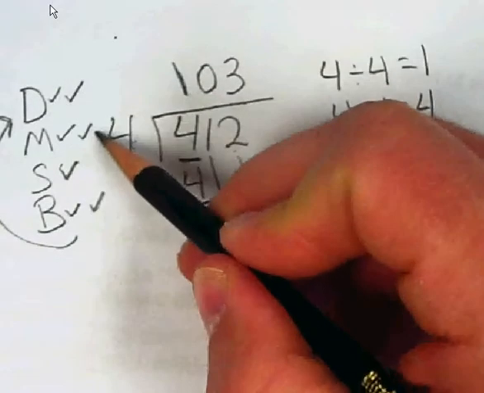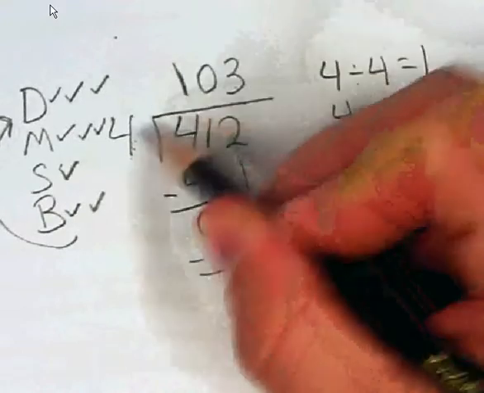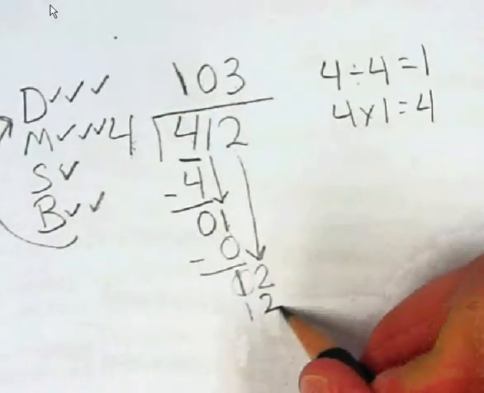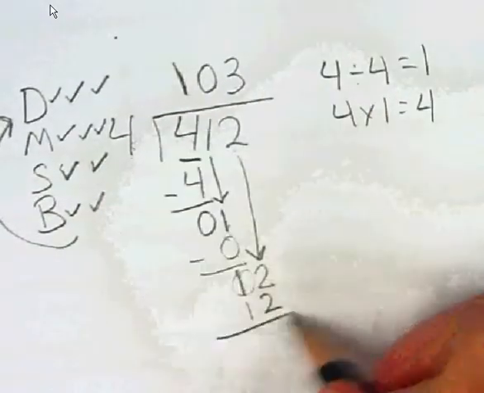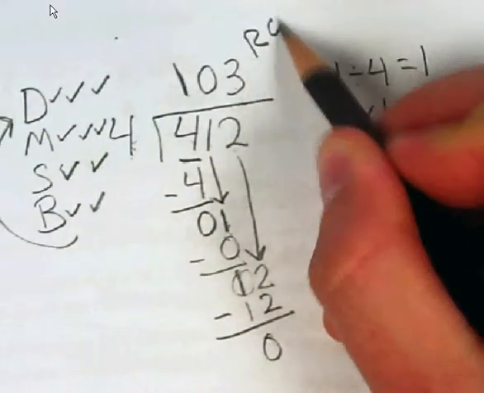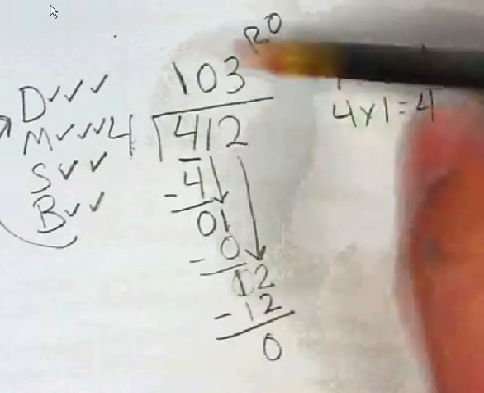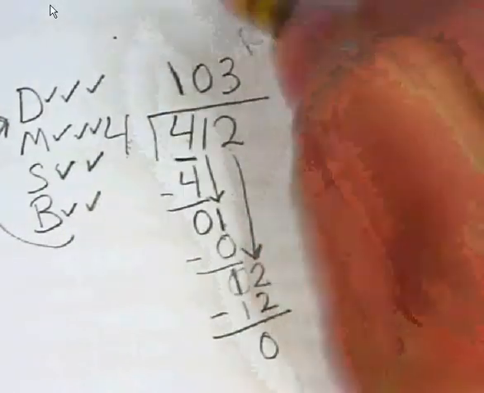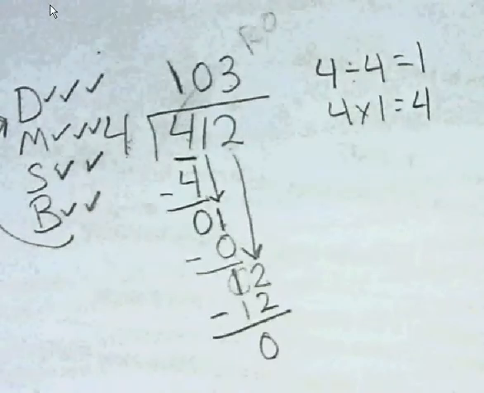So now we multiply. We just divided. 3 times 4 is 12. Now we subtract. We get 0. So the answer is 103, remainder 0. Now you don't have to put remainder 0 there. I just put that there to remind you. So 103. Now how would we check this?